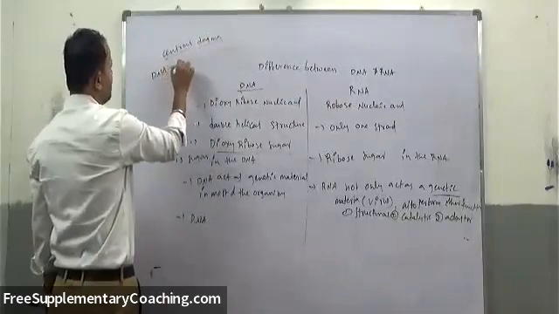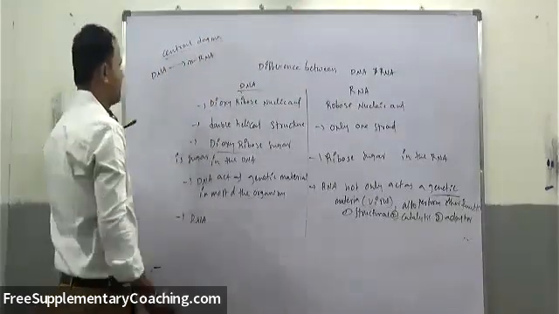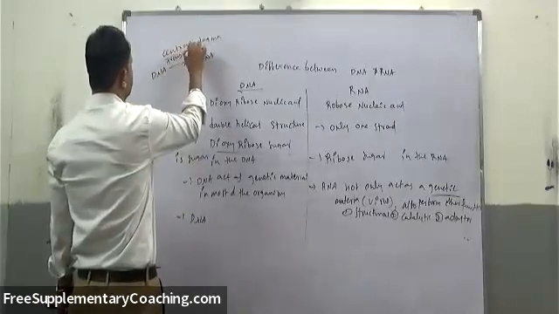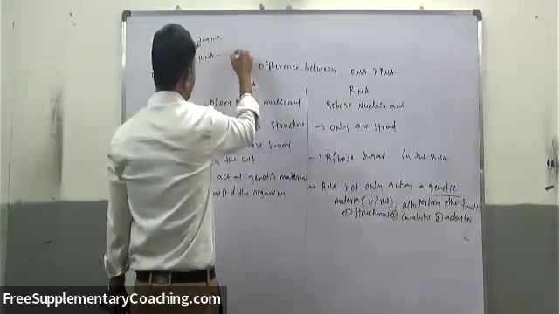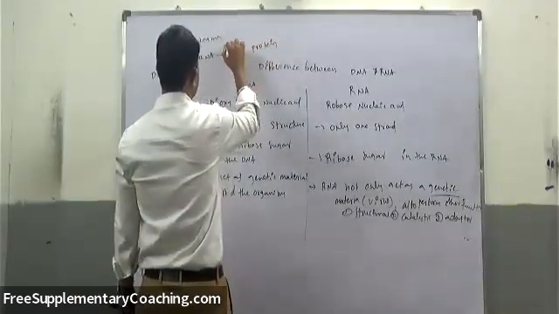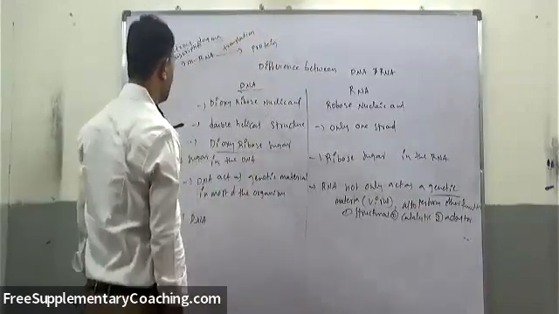Okay, so what is the central dogma? Formation of mRNA from DNA. This process is called transcription. Okay. Now mRNA to protein formation is called what? Translation. Okay. These are called the central dogma.